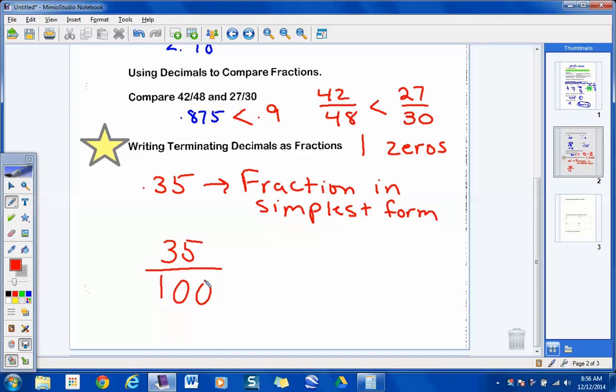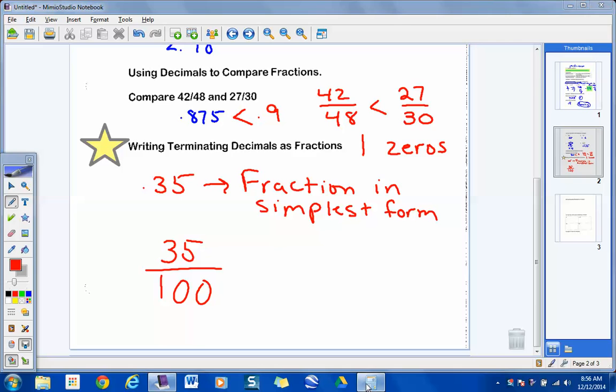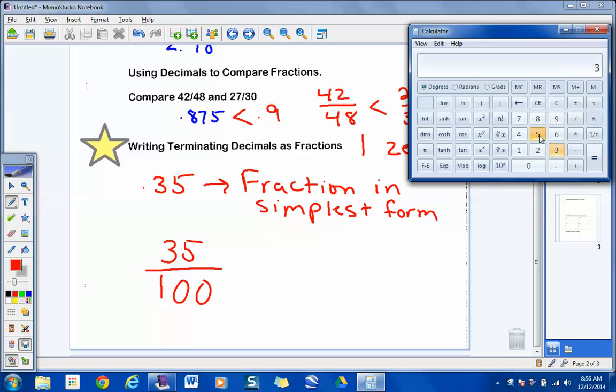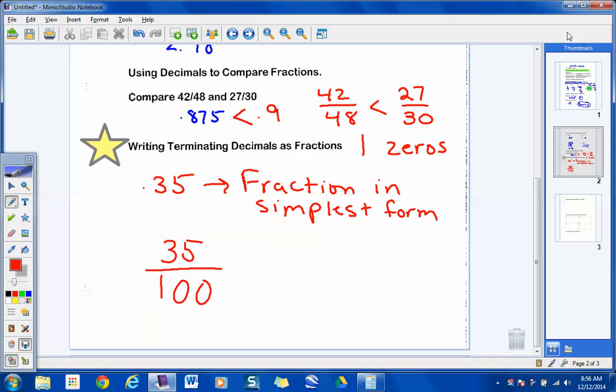Now just to show you why, if I would take 35 and divide it by 100, you get 0.35. Isn't that exactly what I started with? It's 35 hundredths, because this is the tenths place and this is the hundredths place. I'm sure you've talked about that a lot in science, right? Don't I have a fraction that says 35 over 100, or 35 hundredths? Agree? Okay. Now our job is to write this in simplest form.